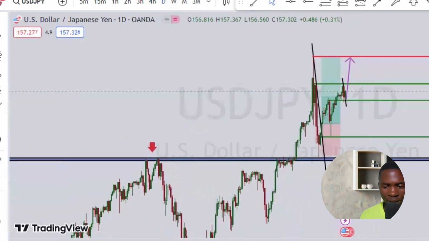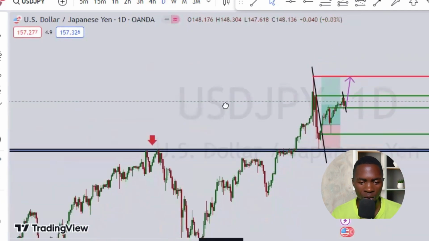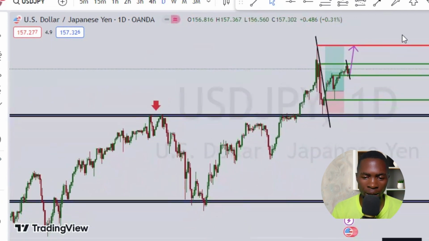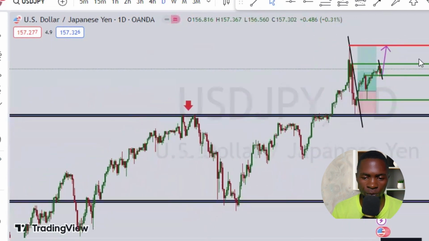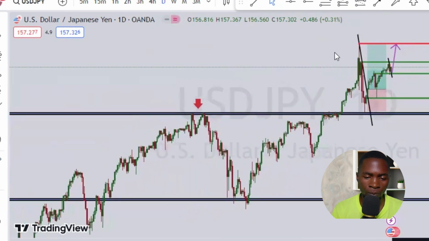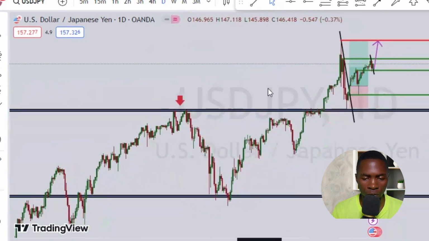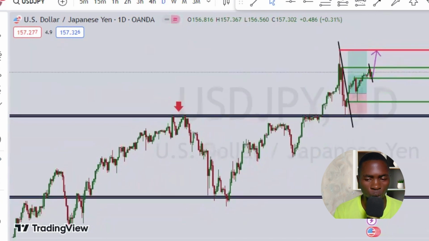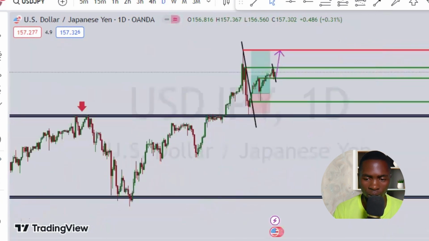I'm currently waiting to see how the market will react from here, if the market will come to the red line or reverse from there. But in any case, I'm already in profit, so I don't have any rush on that. So that's all about USD JPY.